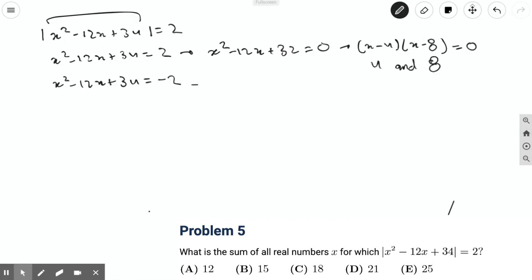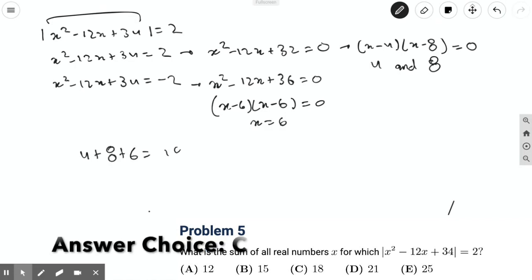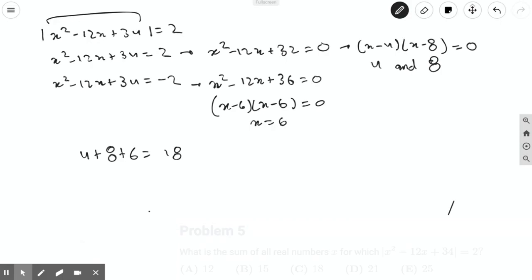Now let's look at the second equation. We see x squared minus 12x plus 36 is equal to 0. We can factor this by x minus 6 times x minus 6 is equal to 0, and double check by saying that negative 6 minus 6 is equal to negative 12, and negative 6 times negative 6 is equal to 36. From this, we get one solution where x is equal to 6. Adding all of these up gives us 4 plus 8 plus 6, which is equal to 18, which is our answer.